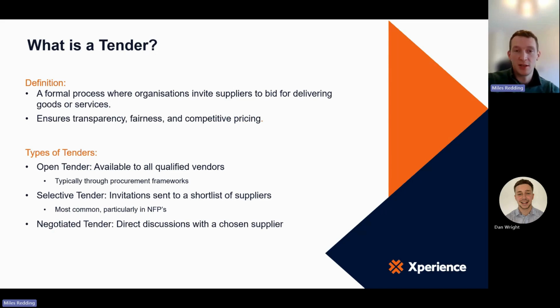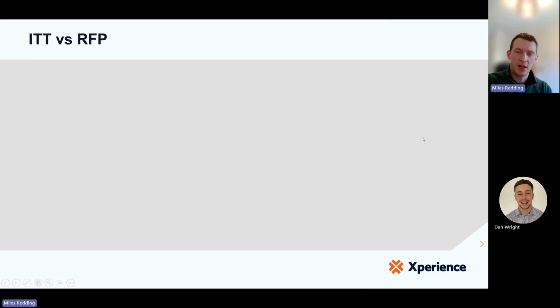From that point, you can then decide to proceed or use that as the baseline to then run a different process. But those are really the three different types of tenders that we see that are commonly used, certainly across most of the industries that we operate in. And then as the next step, I wanted to really delve into the different types of tenders in terms of the processes that people run.